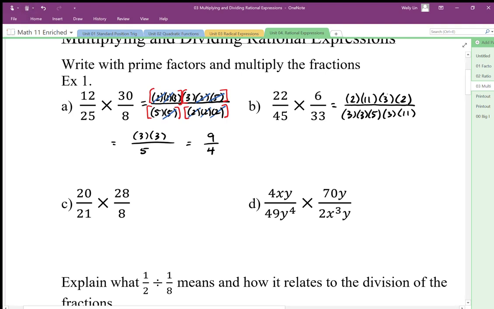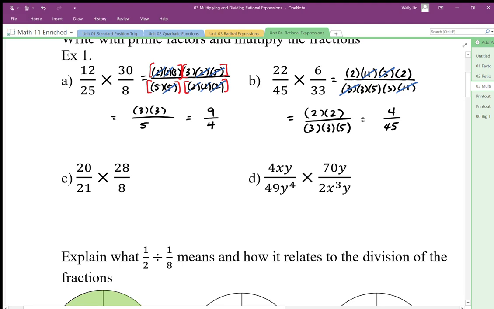I know that times 11, divide by 11 will undo each other. Times 3, divide by 3 undo each other. And it looks like that's it. So what I'm left with is 2 times 2 in the numerator. In the denominator, I'm left with 3 times 3 times 5. So we can show that as 4 over 45.